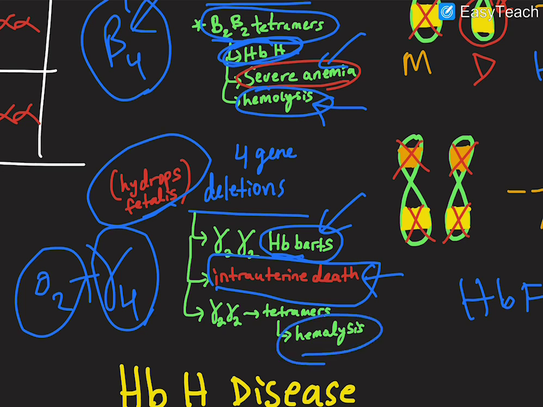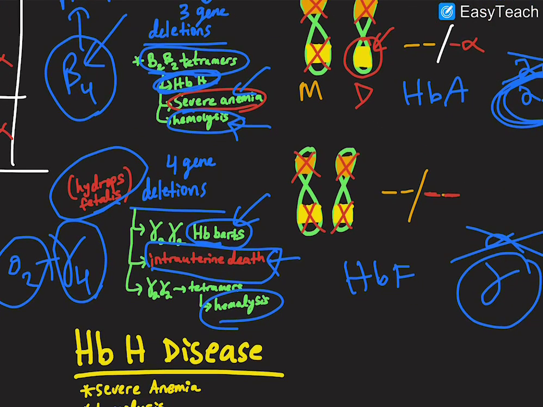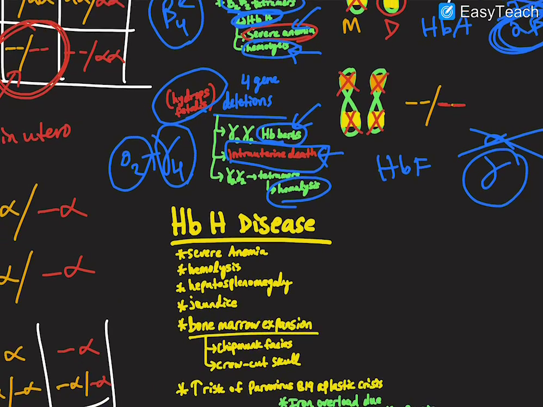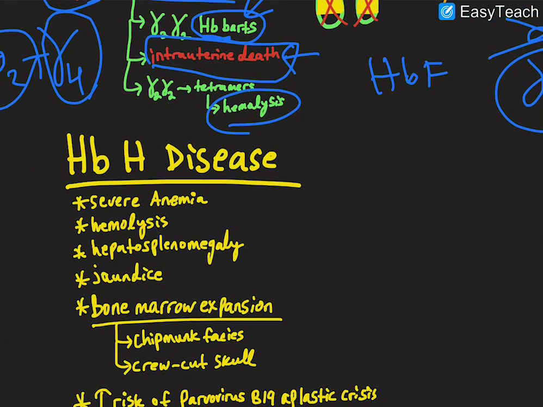So you see hemolysis in this subtype also. All right. So those are the 4 main types of alpha thalassemia. Okay. So let's see what we have next. So let's talk about hemoglobin H disease, which is when you have 3 alpha gene deletions. And let's talk about the findings.